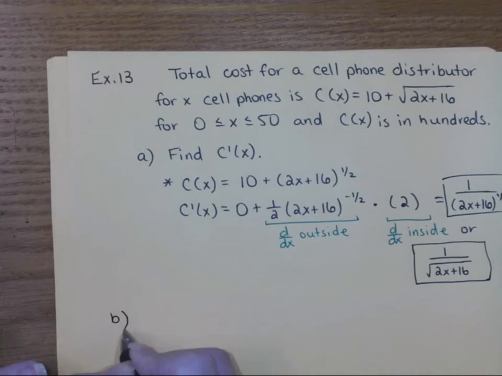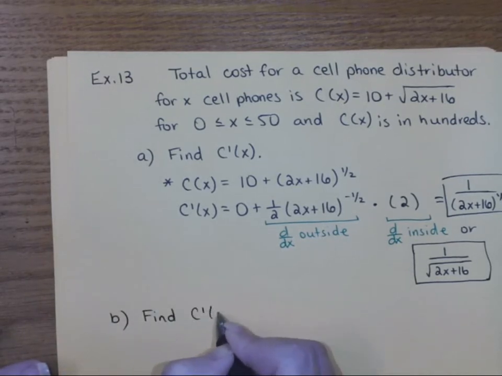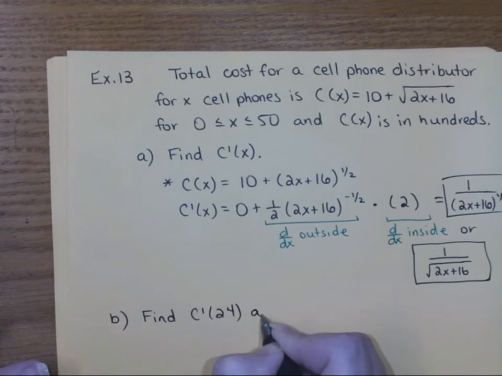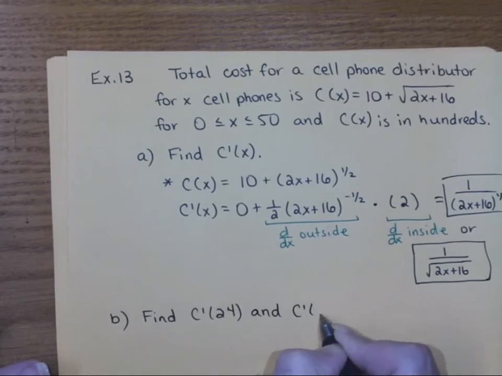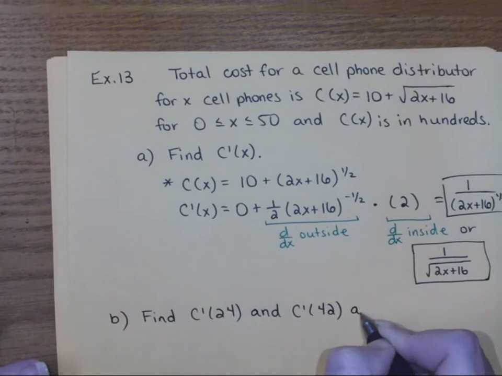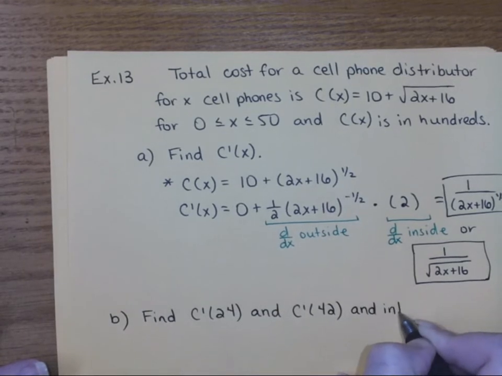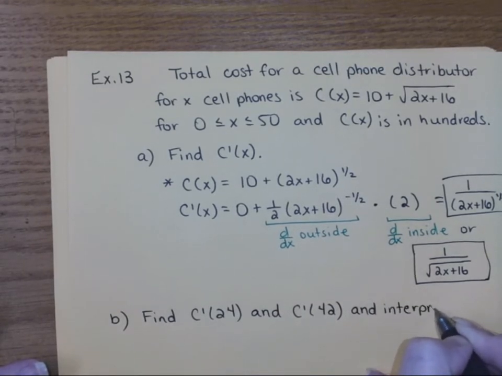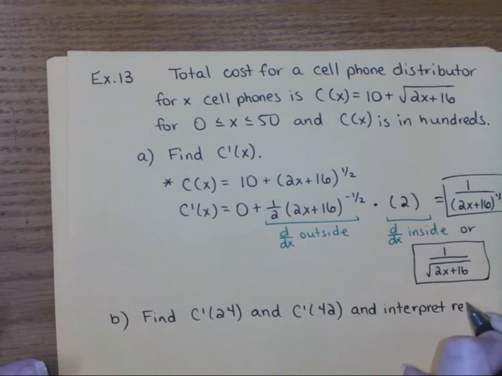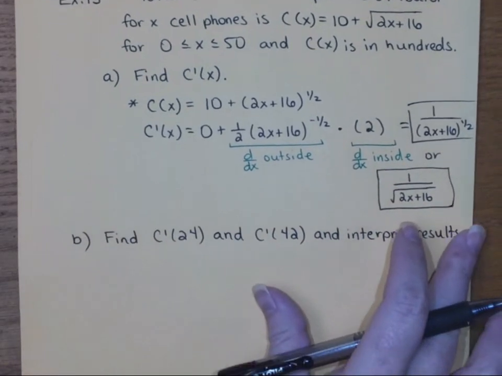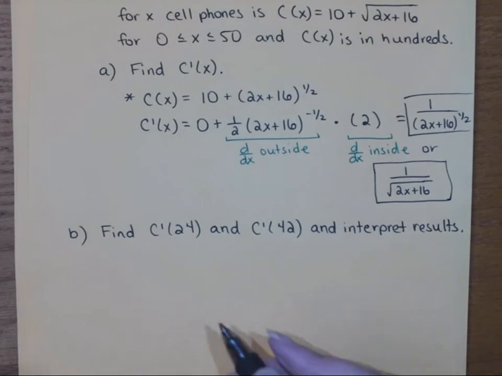All right, so what if I told you to find some specific values? C prime of 24 and C prime of 42, and interpret the results. Interpret the results just means briefly tell me what the results stand for or what they mean. Don't just give me a number. Show me that you understand what that number is.